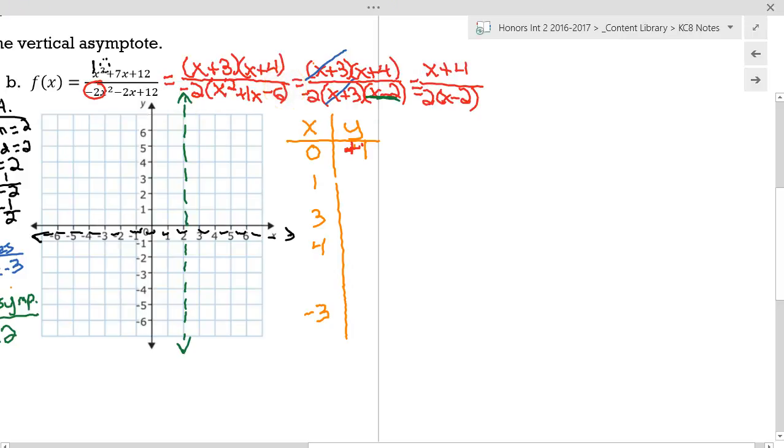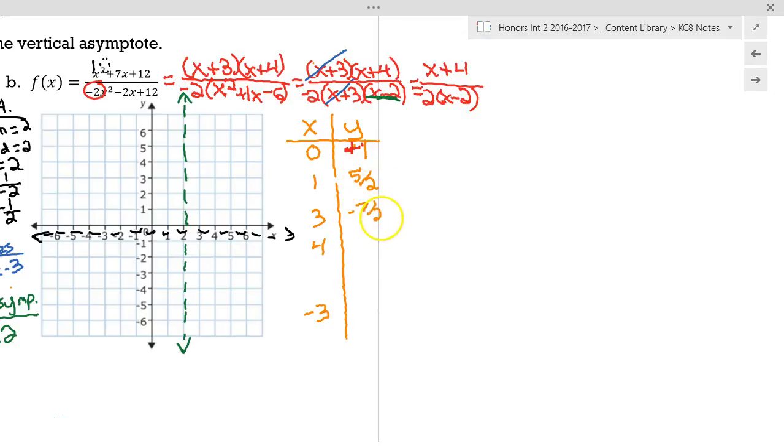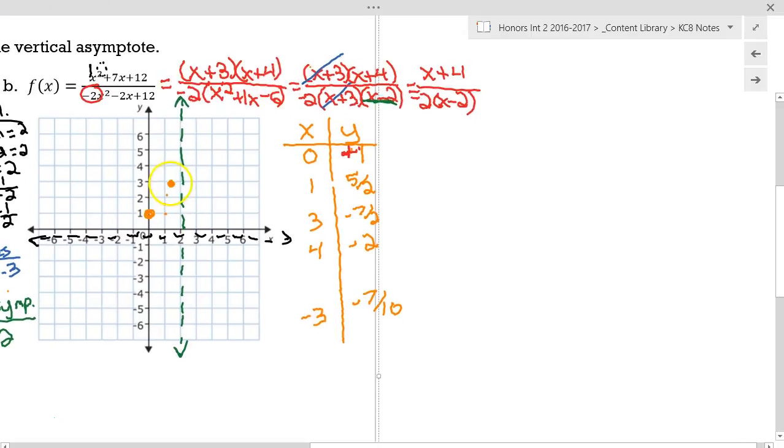And then if you continue to type this in, you get 5 halves. And then for 3, you get negative 7/2. For 4, you get negative 2. And for negative 3, you get negative 7/10. Yes, sometimes you will get kind of crazy fractions. That's okay. Okay? So if I go to 0, I'm going to be at 1. At 1, I'm going to be at 5/2. So if I think about halves, I'm just going to count halves. Right? 1, 2/2, 3, 4/2, 5/2 is there.